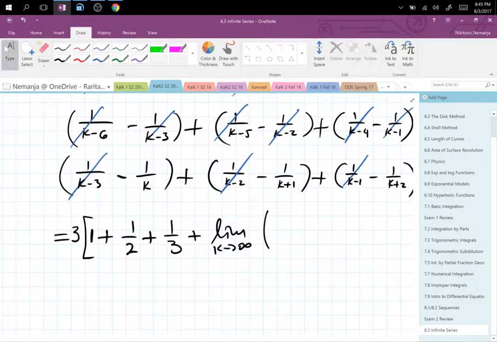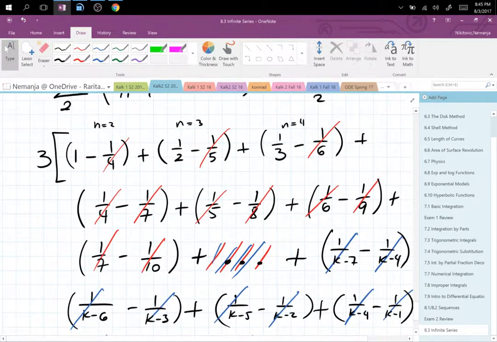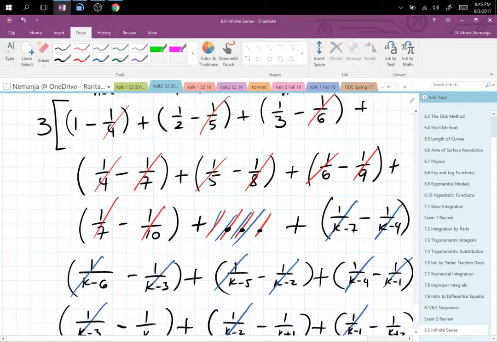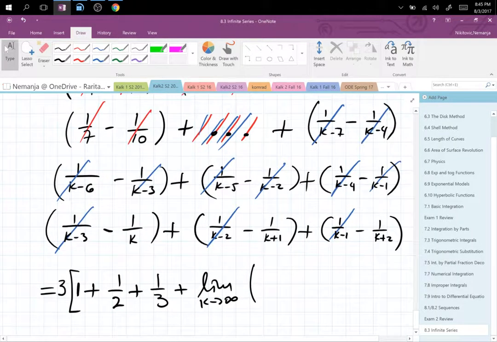So the stuff that survives in the beginning is there, and then the stuff that survives at the end in the limit. You also need the limit. Well, it doesn't matter because all of the limit terms are going to go to 0 in this case. Not every problem, but in this particular problem, they all go.